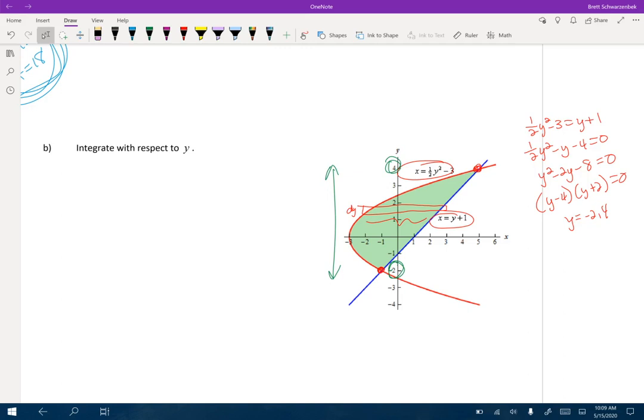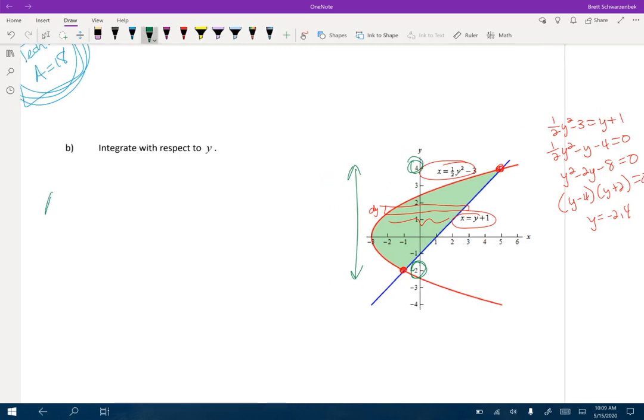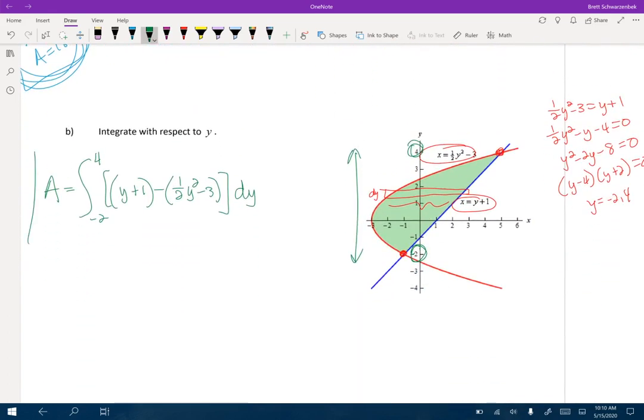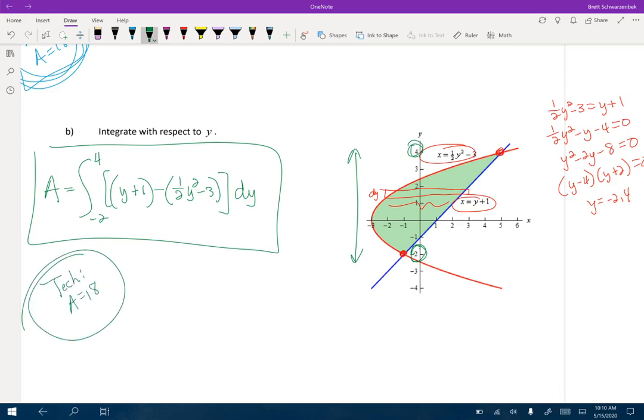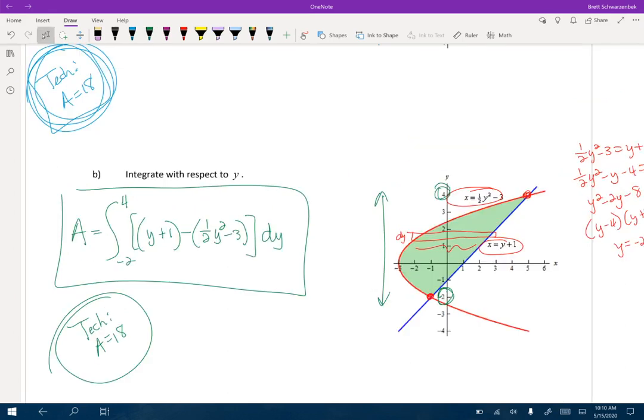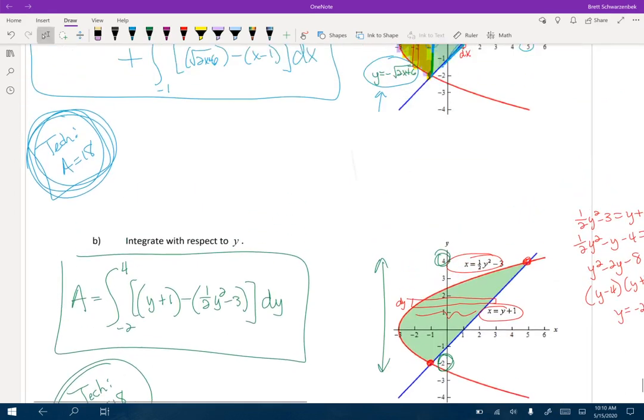So what does that look like? We have the area is equal to, we're spreading from negative 2 up to 4 values of y. We're taking the most right function, which is y plus 1, and we're subtracting the most left function, which is 1/2 y squared minus 3, and we're doing that in terms of y. So see, this is a much easier integral equation, and yes, if we verify this with tech, the area will be 18 as the result.